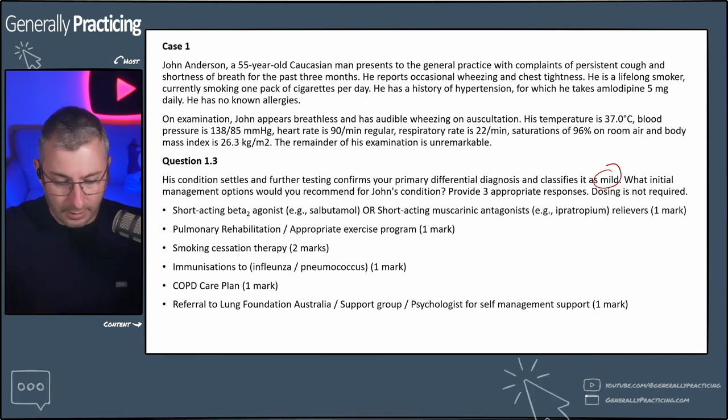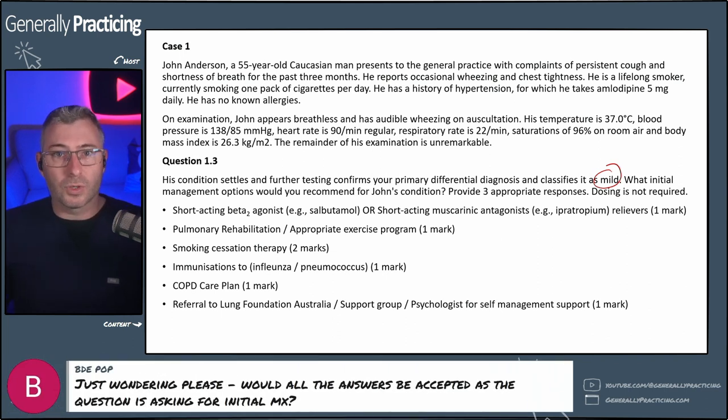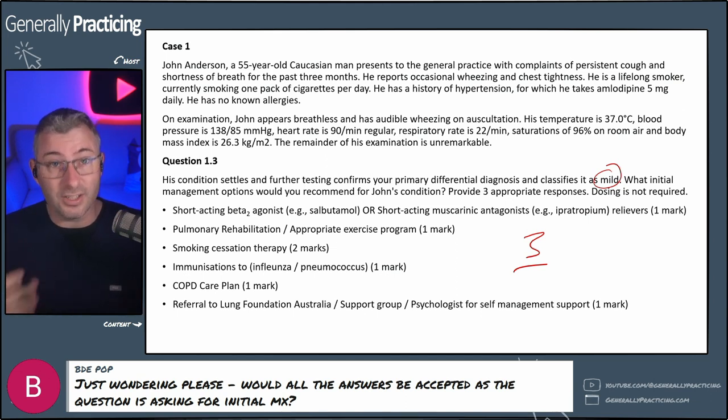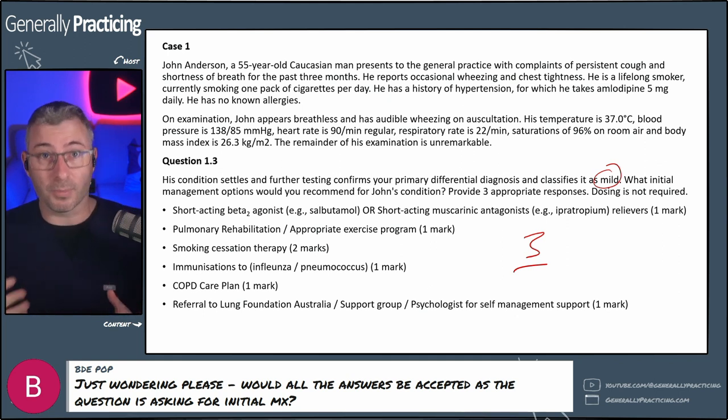Now, we have a question in here just wondering, would all the answers be accepted, as the question is asking for initial management? Now, for this, you would only put down up to 3 potential answers here, and you'll often find for these exams there are going to be more steps or more potential answers than you have spaces, to give you some flexibility into what your particular approach would be and how you would potentially prioritise. The way they make sure that the high ticket items get further priority is through having things worth more marks.